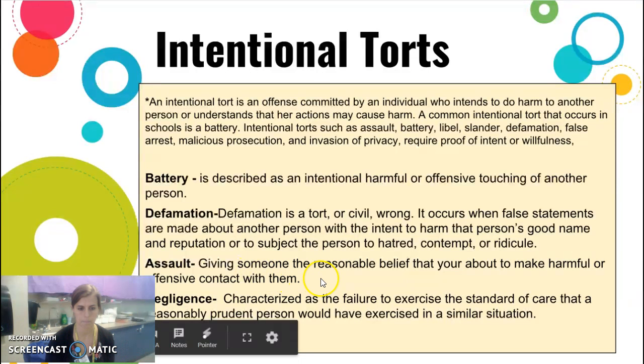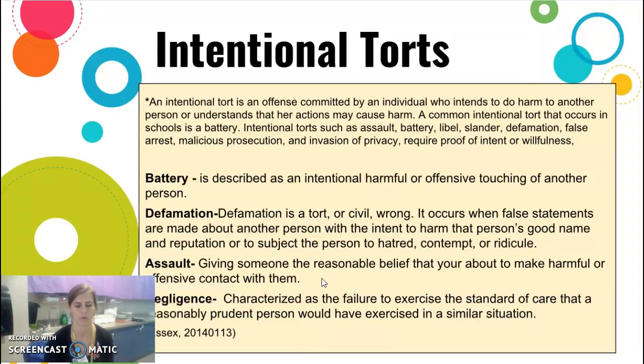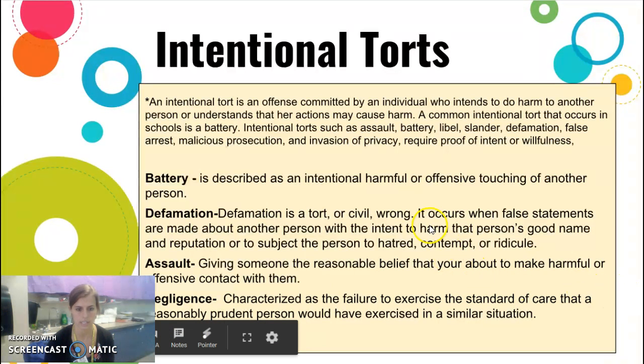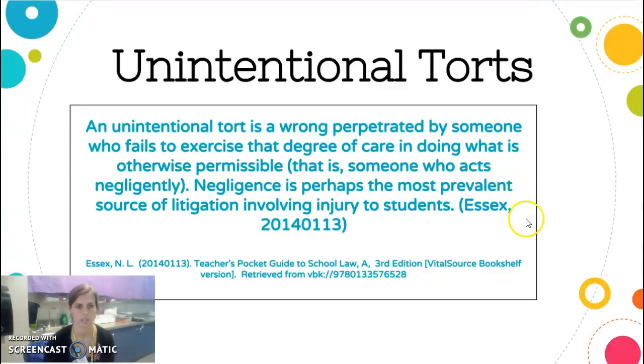Assault is another example, giving someone the reasonable belief that you're about to make harmful or offensive contact with them. And another form of tort is negligence, characterized as a failure to exercise the standard of care that a reasonably prudent person would have exercised in a similar situation. When I read on different cases, negligence was the number one cause that I saw that schools are accused of the most.